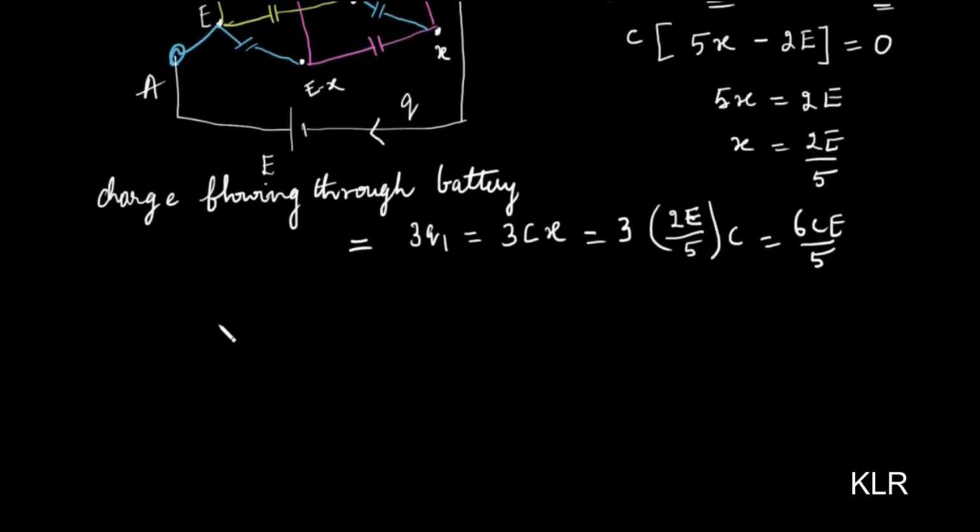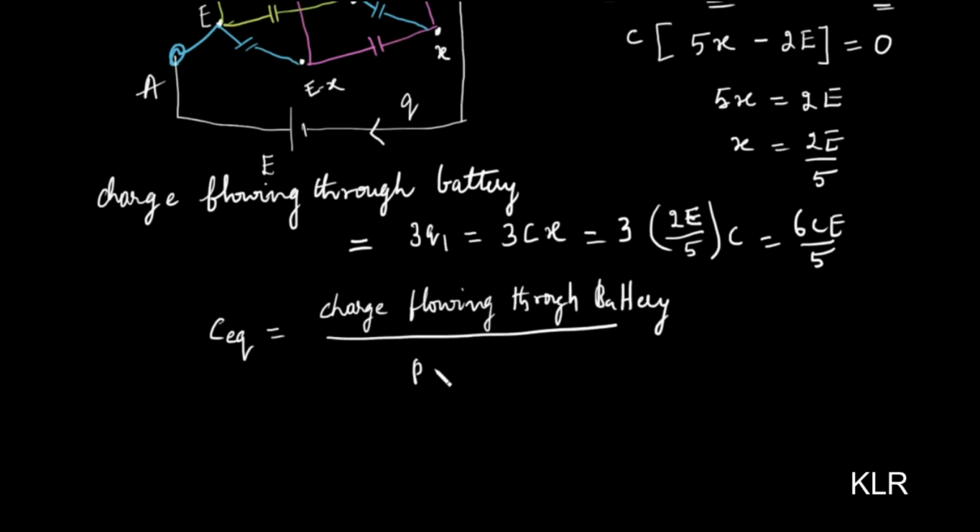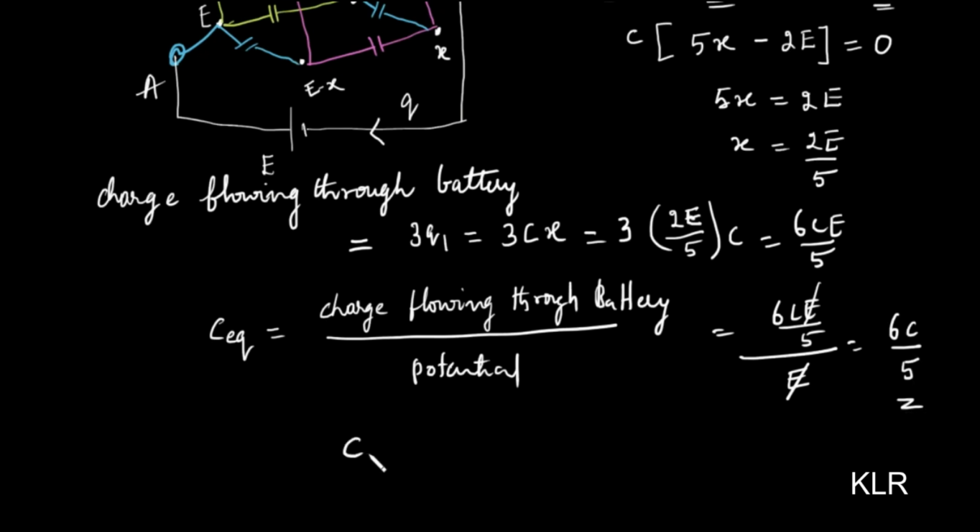Once we know the charge flowing through the battery, the equivalent capacitance is equal to the charge flowing through the battery divided by the potential. So that is equal to 6CE by 5 by E. E and E get cancelled. This is 6C by 5. So C equivalent is equal to 6C by 5. This is the answer.